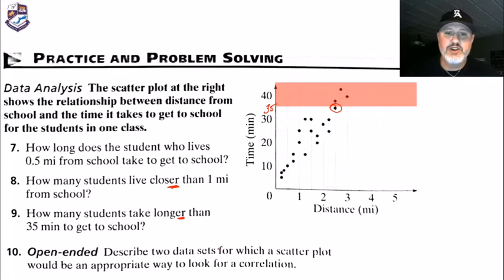Number 10, describe 2 data sets for which a scatter plot would be an appropriate way to look at a correlation. We could look at money versus time. We could look at money versus education. We could look at the wolf population versus the moose population, if you watched the other video, and how they affect each other. You could be talking about really anything that would affect each other. So there's an infinite amount of answers there.